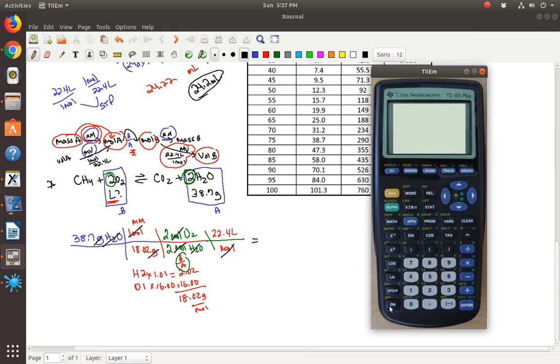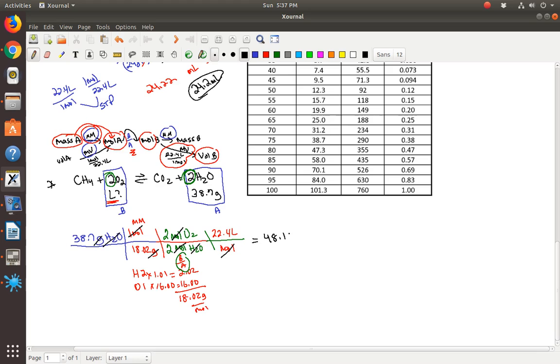Okay, so I'm going to go ahead and put it in my calculator. 38.7 divided by 18.02. And then you'll notice the 2s can actually already cancel, but I'm going to just multiply and divide by it. So times 2 divided by 2, and then times 22.4, and I get 48.10. 3 significant figures because the first value is where you get them, 1, 2, 3. So it's 48.1 liters. That's the final answer, 48.1 liters of oxygen, of O2.